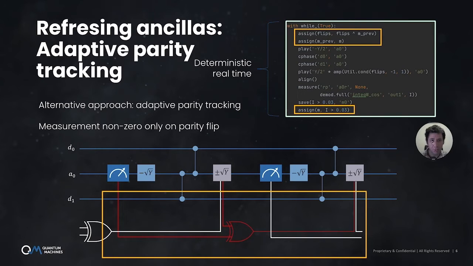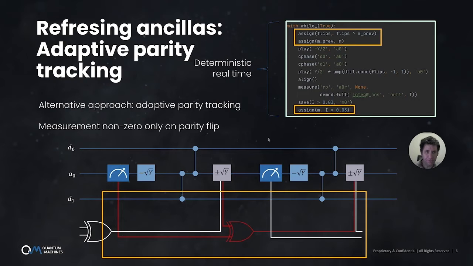But actually, we can do something much better than that. What we can do is perform adaptive parity tracking. Here we're basically performing this logic on the ancillas. And if you go through this and figure out what this logic is doing, you will see that it gives us a situation where we measure one on the ancilla only when we know for a fact that the parity changed. So this gives us what are so-called detection events directly from the ancilla measurements. And here you see the logic for this. It's actually really straightforward. Again, with QUA it almost looks like pseudocode.